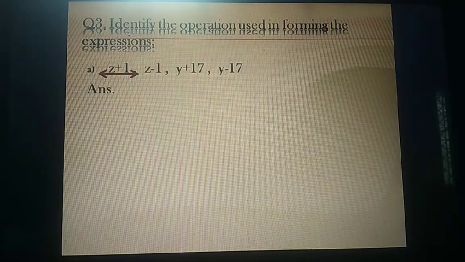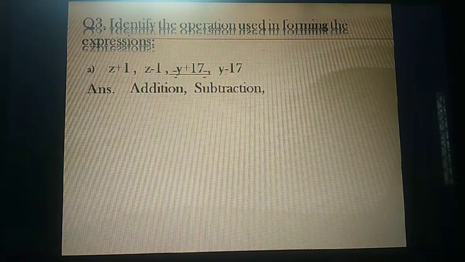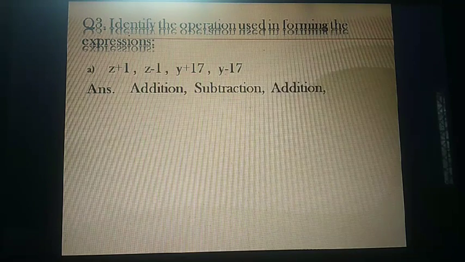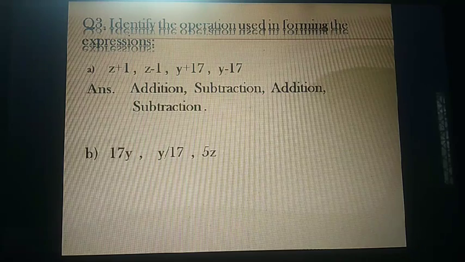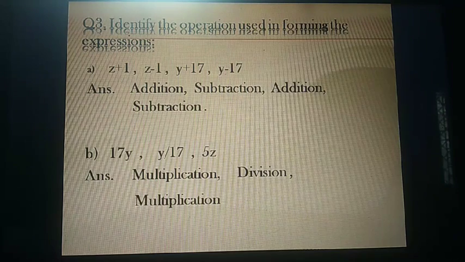First one we are adding, so addition. Second one it's a subtraction. Again third one is addition. Fourth is a subtraction. Moving to second. Here it's given constant with a variable. Between them there is no sign. No sign means multiplication. Now slash or upon means division. Again no sign between a constant and a variable, so it's a multiplication.